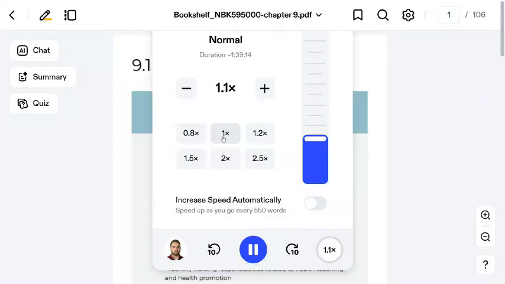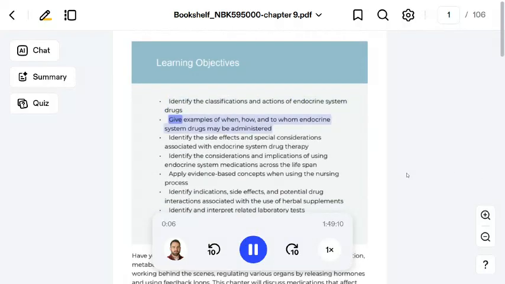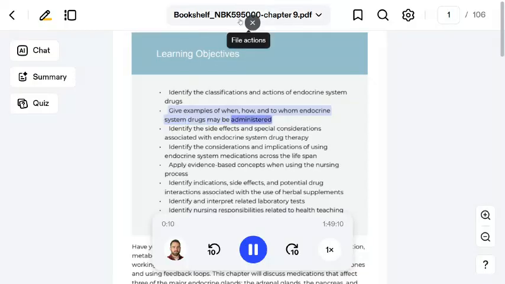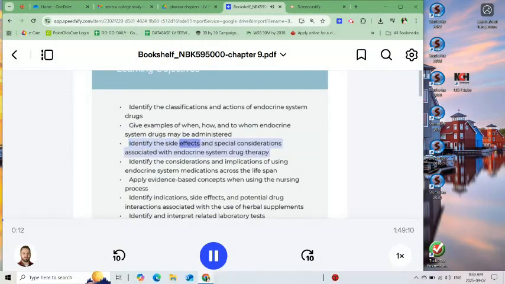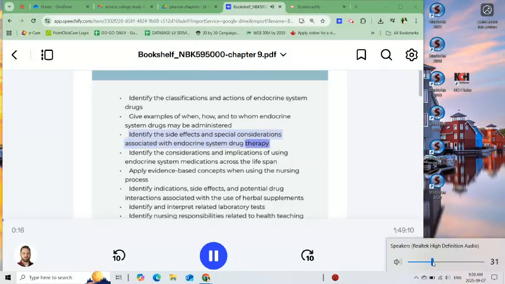Learning objectives. Identify the classifications and actions of endocrine system drugs. Give examples of when, how, and to whom endocrine system drugs may be administered. Identify the side effects and special considerations associated with endocrine system drug therapy.